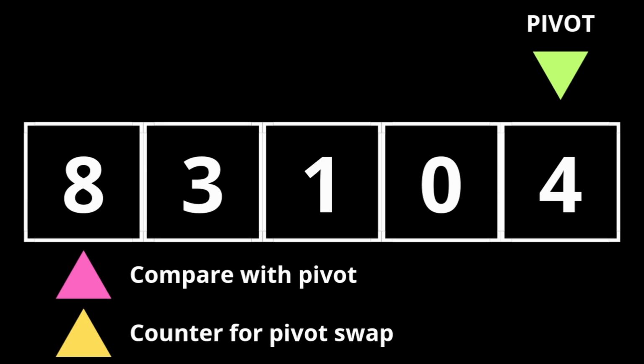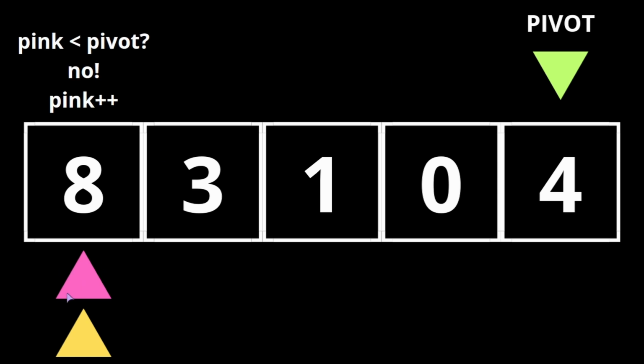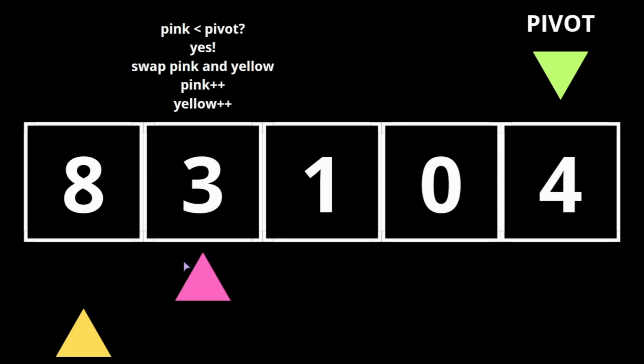And what we have to do now is iterate through the array and ask the question: the pink pointer is pointing to an element, so is the element pointed by the pink pointer smaller than the pivot? No. If not, we're just going to increment the pink pointer. So we're going to increment the pink pointer. Now, is the element pointed by the pink pointer smaller than the pivot? In this case, yes, 3 is smaller than 4.